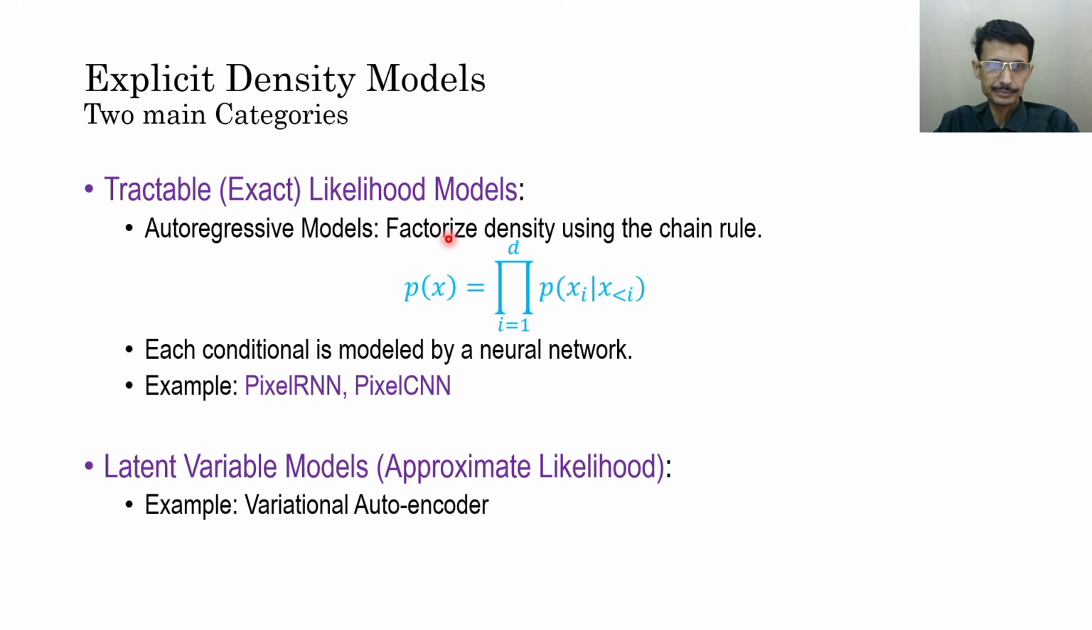It's autoregressive. Another is latent variable models, with approximate likelihood. For example, the variational autoencoder, which we will see later. Why do we call it approximate?